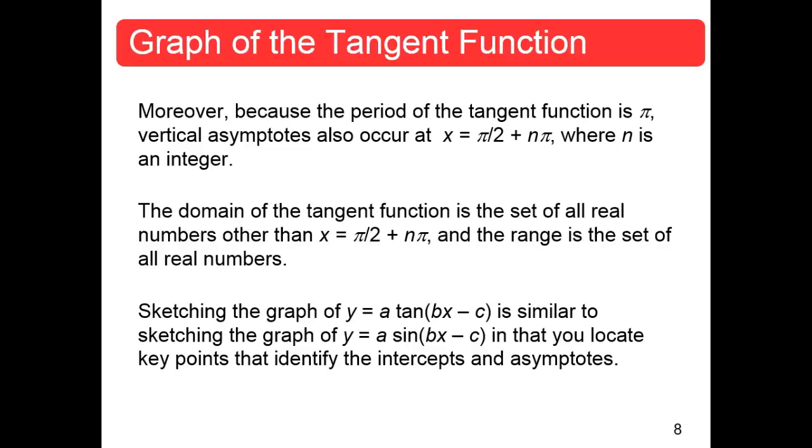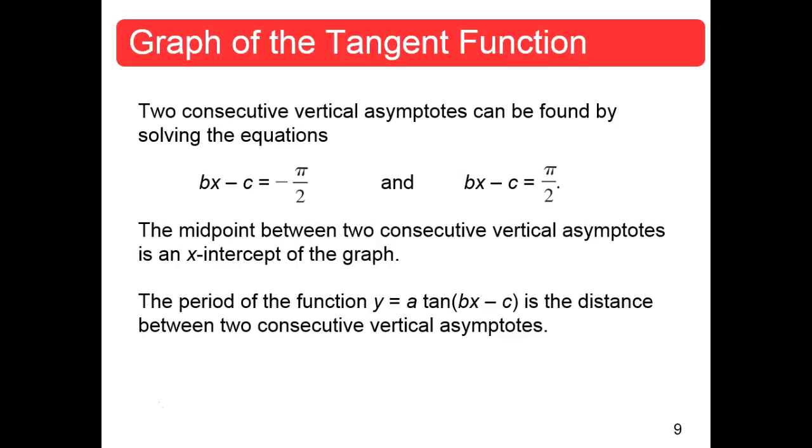Sine and cosine go to maximum plus a, minimum minus a. Those are your max and min. But in tangent, you have your asymptotes. There aren't any maxes and mins. So we do the same type of thing, but we divide our period by 4. It's just that the period is usually something to do with pi, not 2 pi. Two consecutive vertical asymptotes can be found by solving these equations.